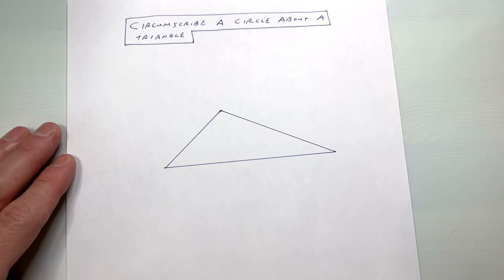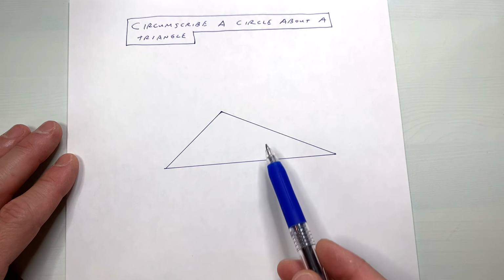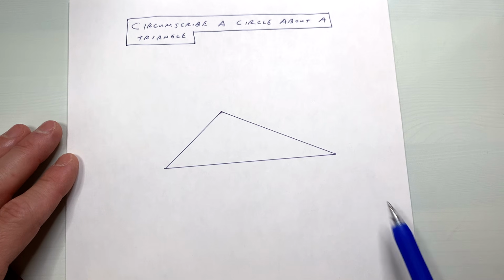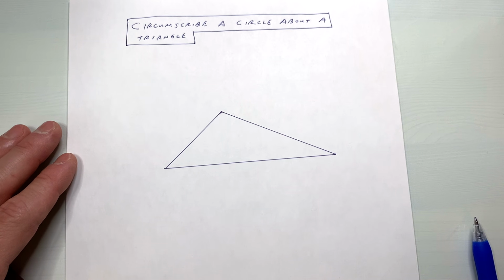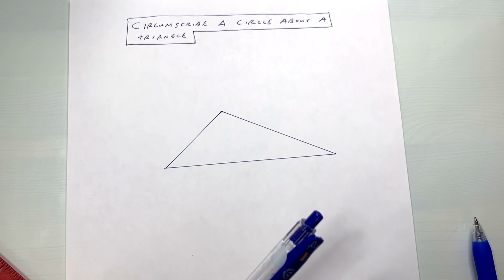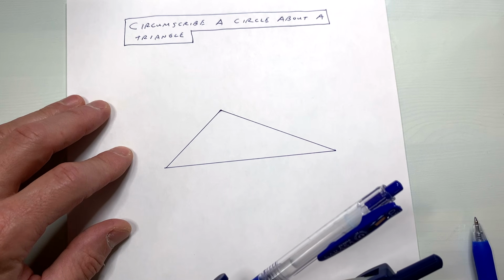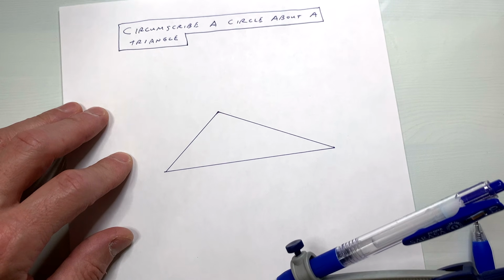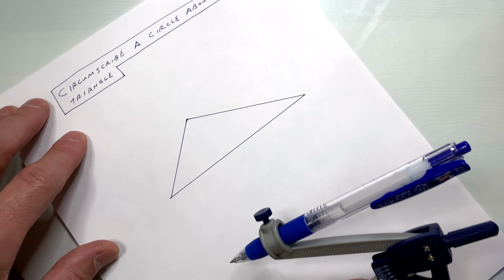For this next construction, we're going to talk about how to circumscribe a circle about a triangle. So in order to do this construction, we're going to need to construct a minimum of 2 perpendicular bisectors of the sides of this triangle. Now I might end up drawing all 3. We'll see how this goes.